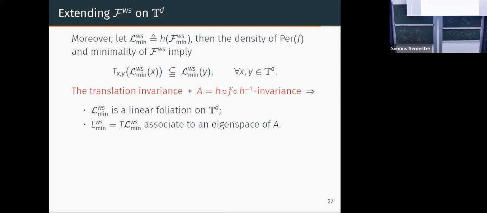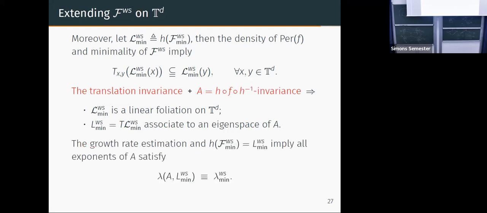So after the conjugacy, you get a linear foliation on the torus, and its tangent bundle is associated with some eigenspace of your A. You can also do some growth rate estimation to show that the smallest exponent of your F actually equals the exponent of A in this linear subspace. You need to do some estimation in the universal cover to see how it grows. It is quite similar to the growth rate argument in the earlier case, showing the leaf contracts because your H is bounded from identity in the universal cover. So you can imagine things like that.